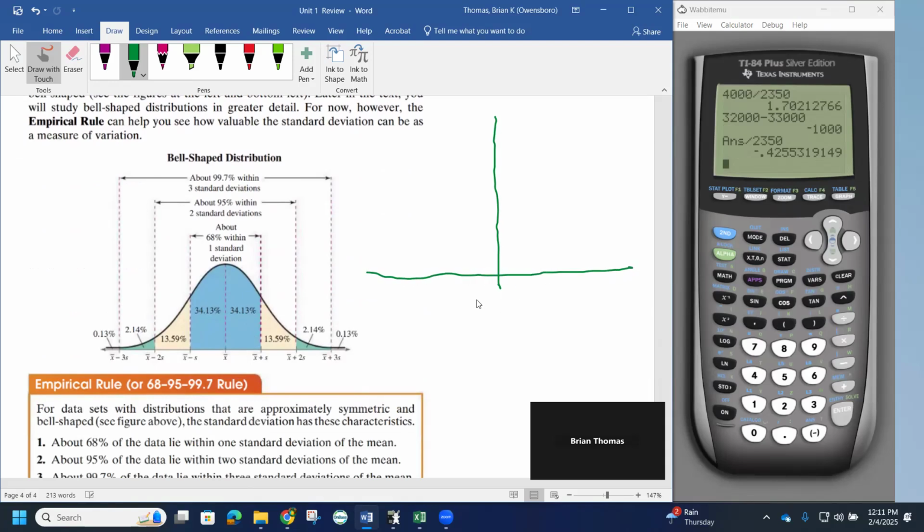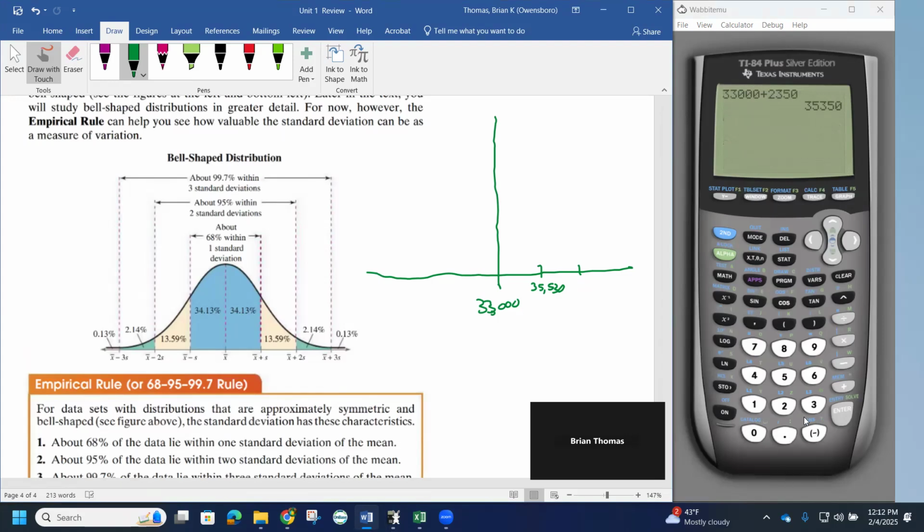So the mean is 33,000, and then our standard deviation was 2,350. So if I have this 33,000, and if I add 2,350, that's going to be one standard deviation from the mean. So 35,350 would be one standard deviation from the mean.